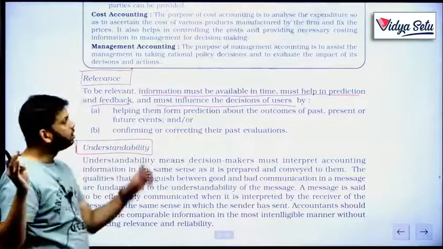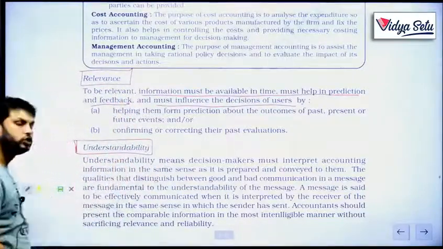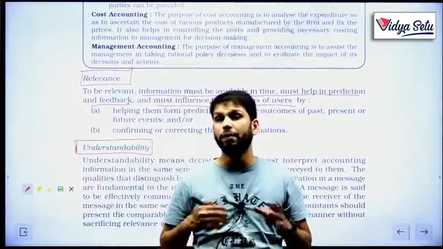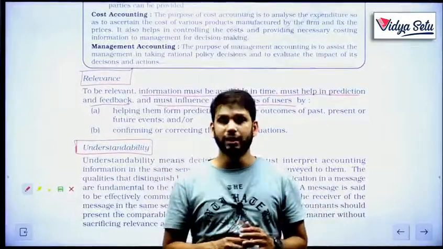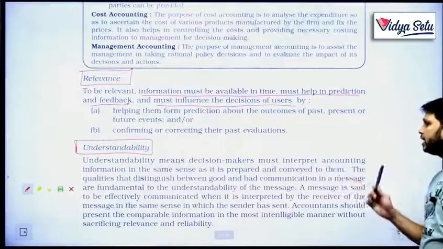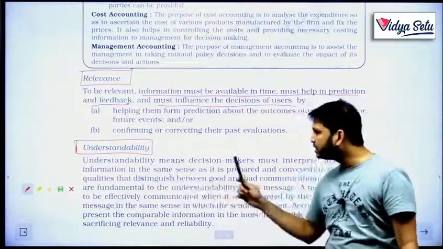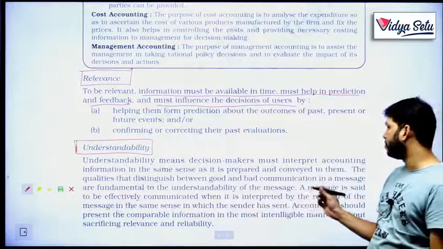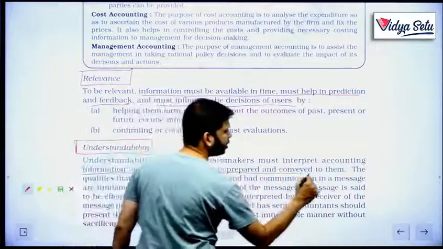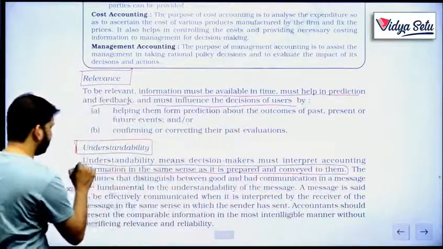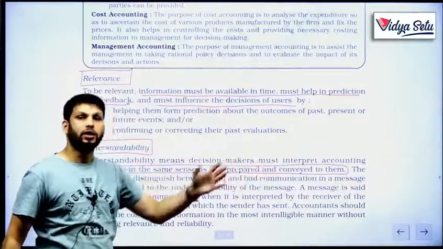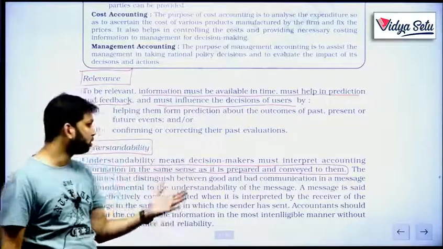The third characteristic is understandability. So, reliability, relevance, understandability. Accounting information should be easily understandable. It should not be a very complex thing that no one can understand. Understandability means decision makers must interpret accounting information in the same sense as it is prepared and conveyed to them. Whoever prepared the accounts, whatever he was thinking, his accounts should show that only. We should not have any confusion.